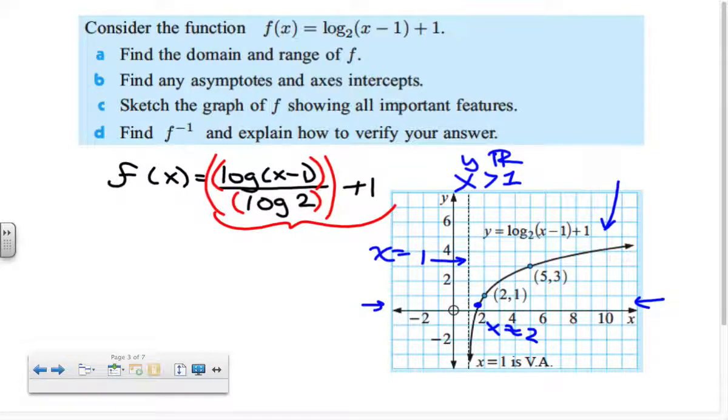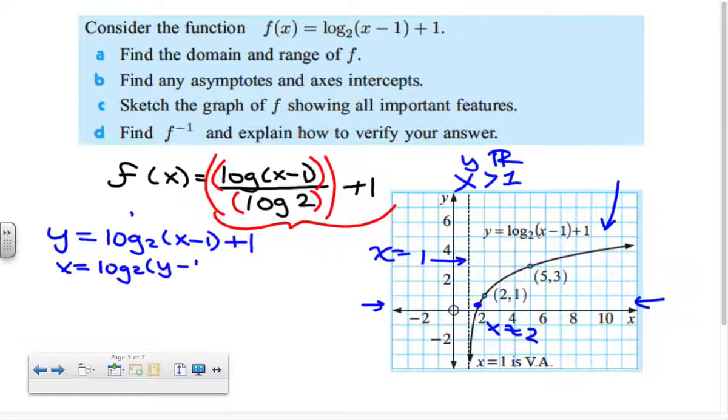Now, this is the hardest part. You notice it does not ask you to find the inverse graph, it just wants you to find the inverse. If you remember finding the inverse, f to the negative 1 of x, we actually have to swap the values. So say this is y equals log base 2 of (x minus 1) plus 1. We swap the x's and y's: x equals log base 2 of (y minus 1) plus 1. And I am going to solve for y.